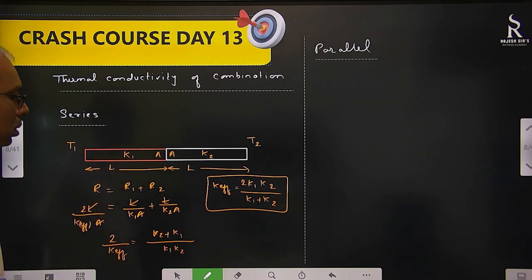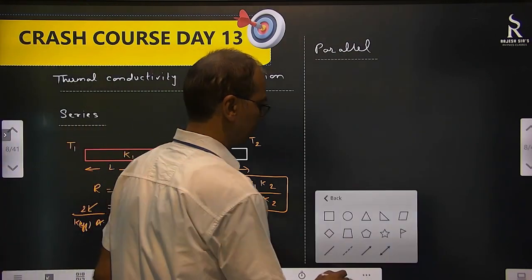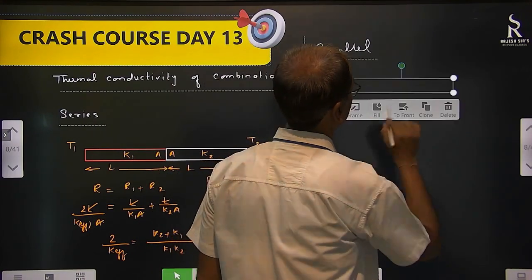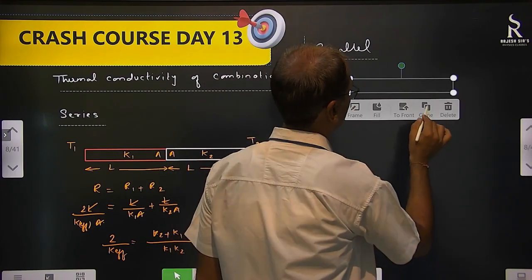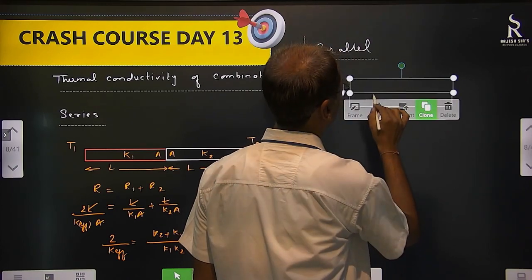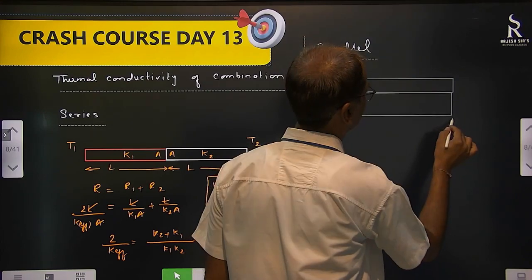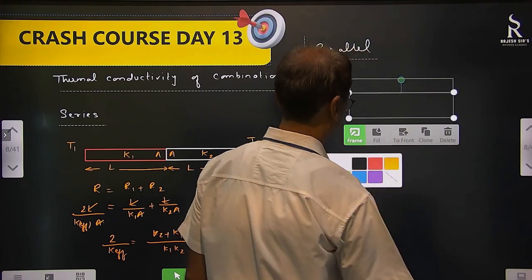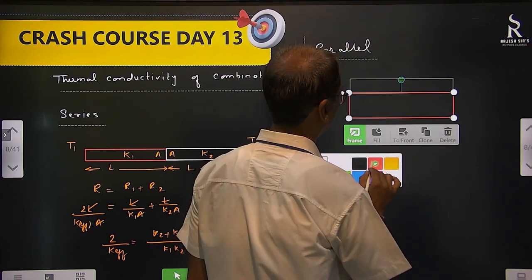Now we'll see parallel also. So here is one. Okay, and take one more. In this one we want to have a slightly larger area than this one, so we can make it. Okay, so the area of one is different from the area of the other one.